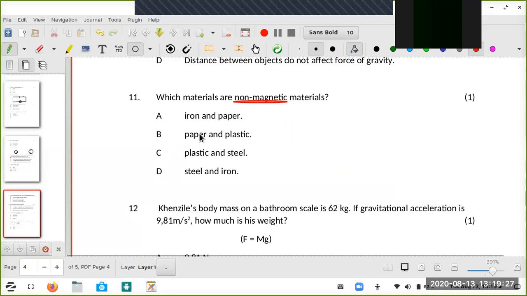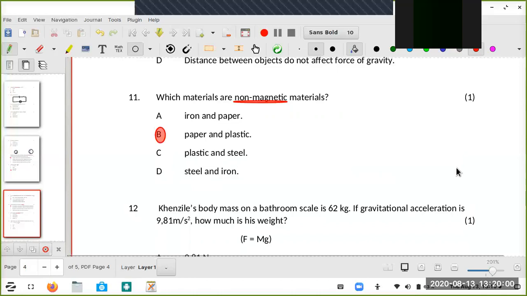Then B, paper and plastic. Paper and plastic, these ones are non-magnetic, right? They cannot be pushed nor pulled by a magnet. But let's check C. C, plastic and steel. Steel is magnetic, so C is out. D, steel and iron. Both materials are magnetic, which means D is out. So non-magnetic materials are paper and plastic. These are the correct answers.